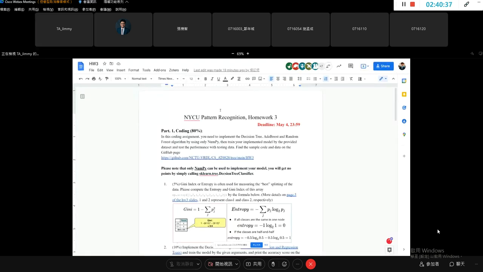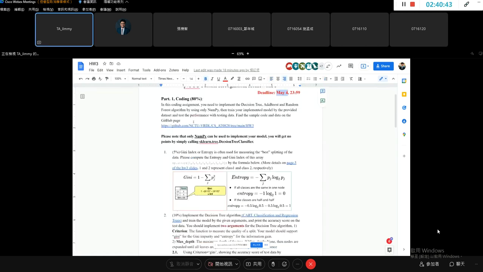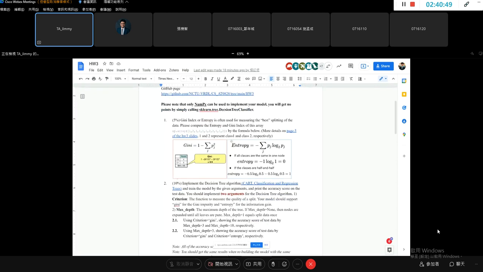Okay, so here's the document of homework number 3. The deadline is May 4, and you can see this is a sample. You can find the sample code and the data on the GitHub page. For the first question, you just need to find the Gini index or entropy. Here's a provided function. You just implement this to calculate the Gini index of this array.